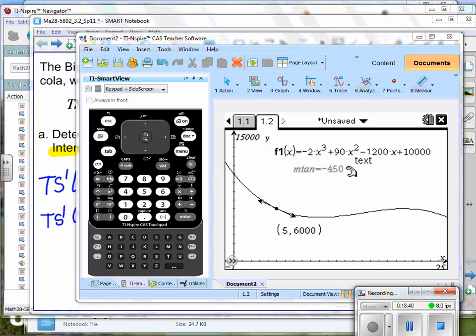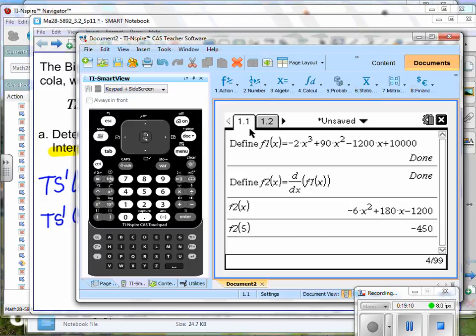Okay, but what does the negative 450 mean? Because I can see that I'm on a downhill, because all those tangents are going downhill. But what does that negative 450 mean? Yeah, Nicole. So it means that you're losing that much revenue, decreasing by that much. Okay, now here's what I want you to do. Let's go to your calculator page.